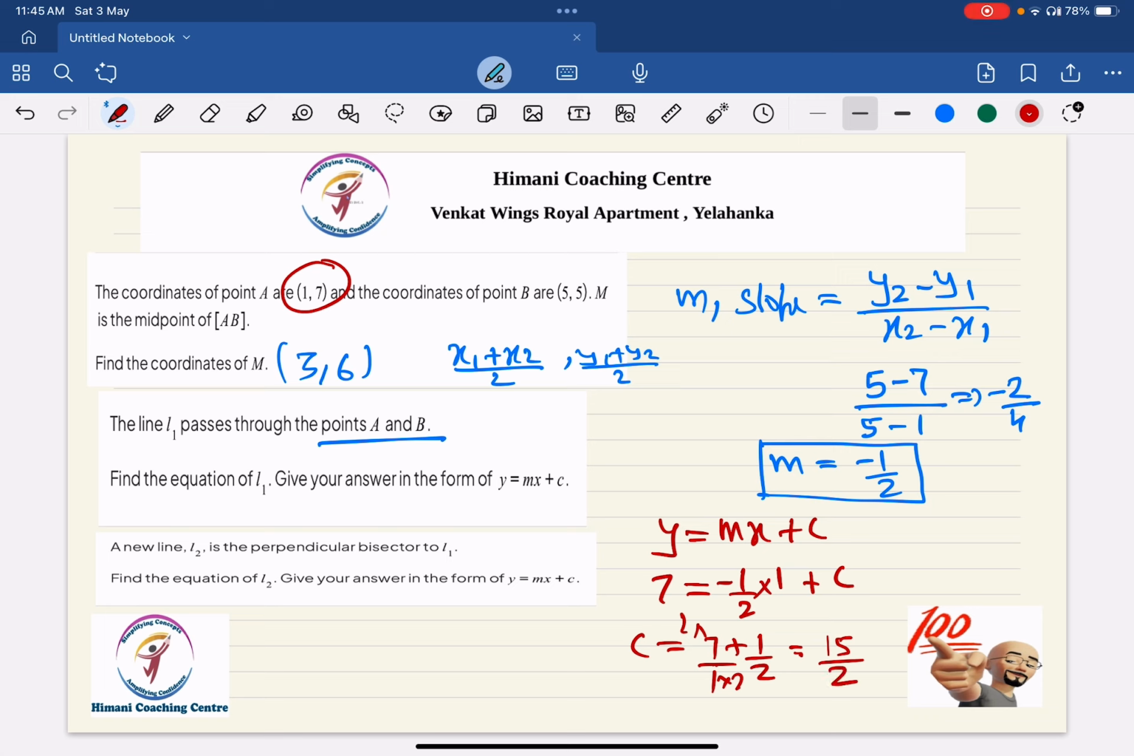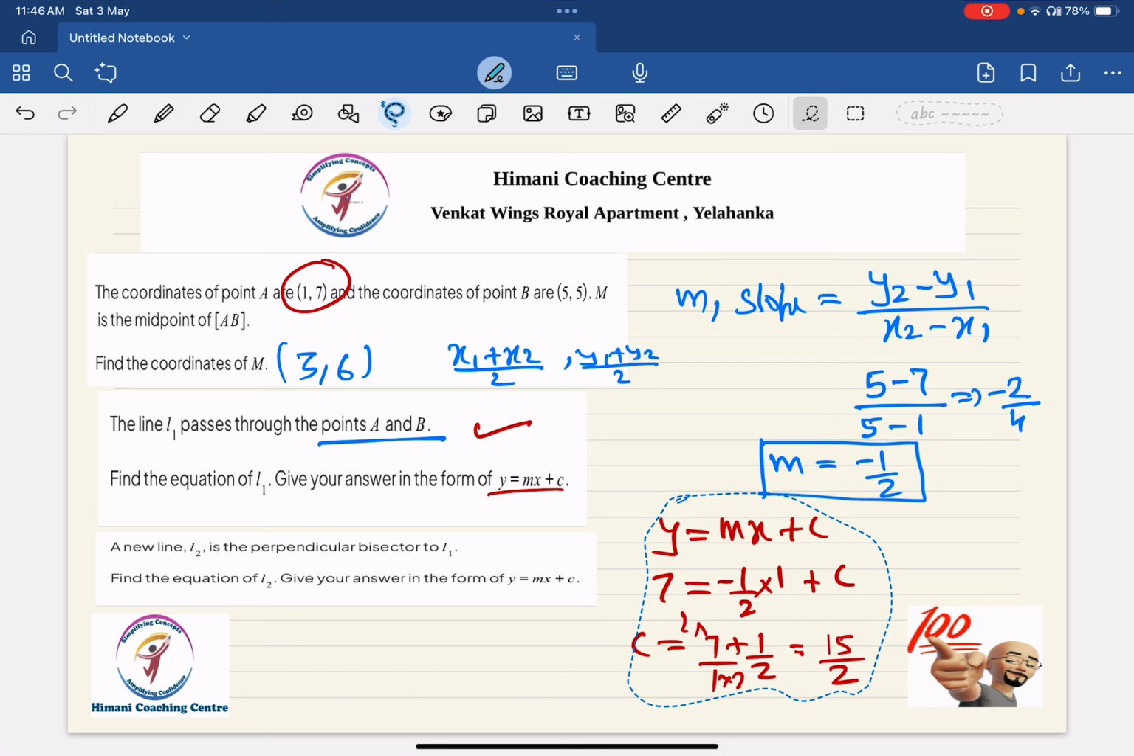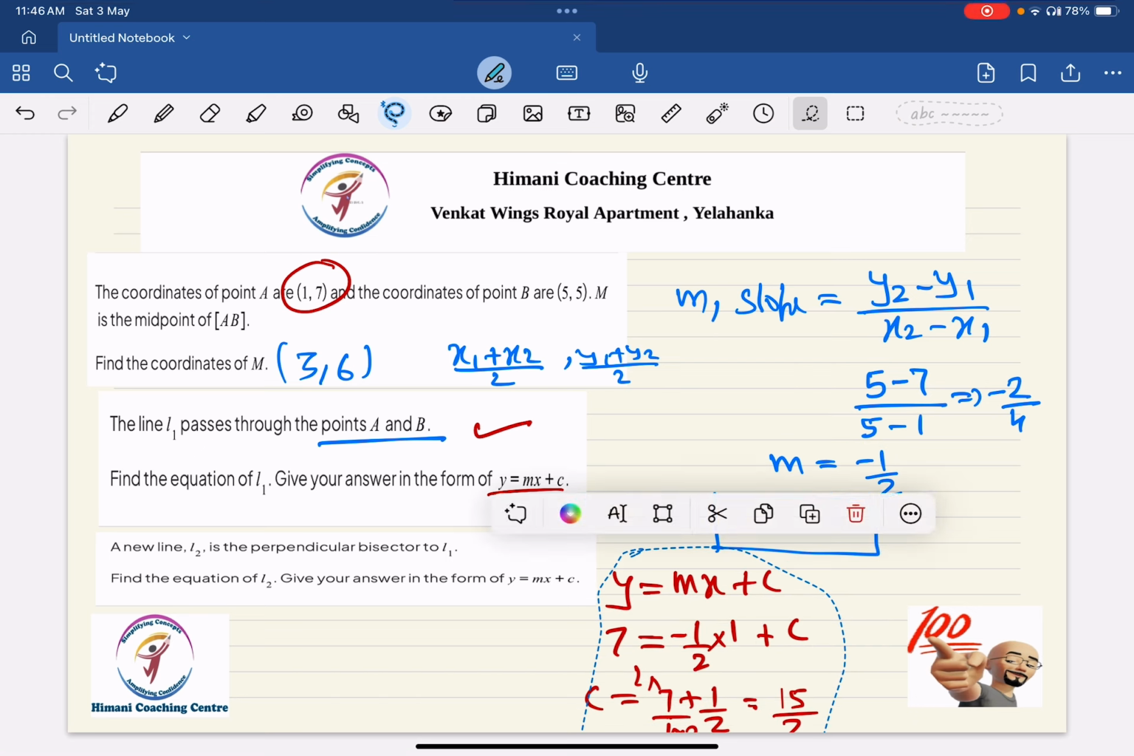So what is the equation in form of y equals mx plus c? We will say the equation is y equals minus half x plus 15 by 2, and that would be our answer for this part. Now let me remove this and you can watch the video again to understand this. So let us now remove this also to do the third part. Let me remove this as well.